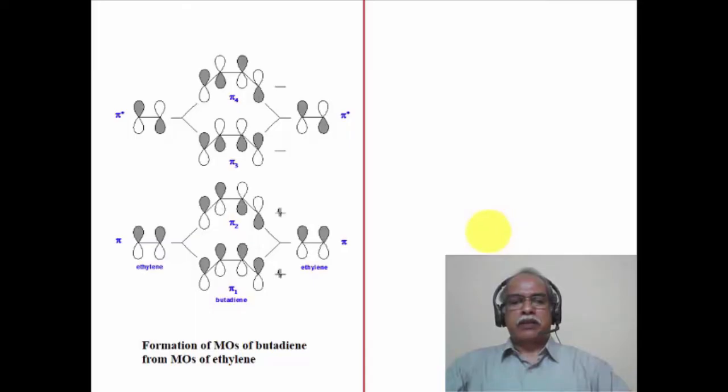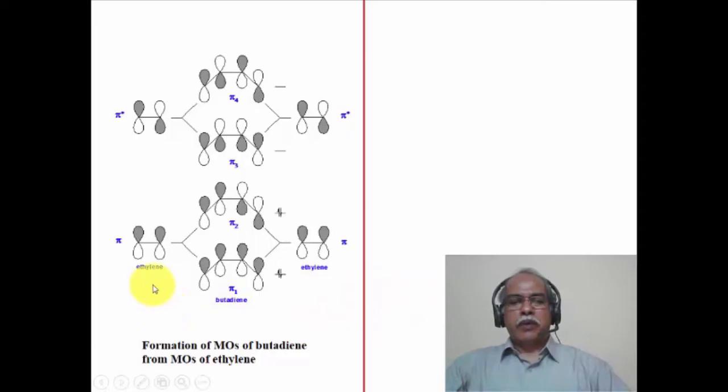Now the pi molecular orbitals of polyenes can be constructed just as easily as the linear combination of atomic orbitals is used for the construction of molecular orbital pictures of simple molecules. Here on the left hand side, the ethylene pi molecular orbitals are given. Ethylene has 2 pi electrons. That means it should have 2 molecular orbitals, the pi molecular orbital and the pi star molecular orbital. This is the occupied, bonding molecular orbital and this is the empty, antibonding molecular orbital of ethylene.